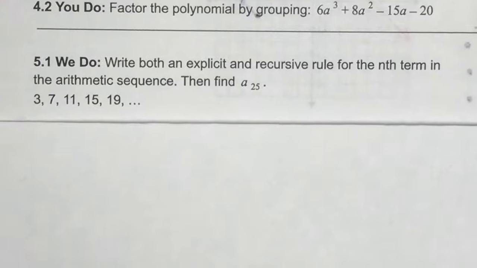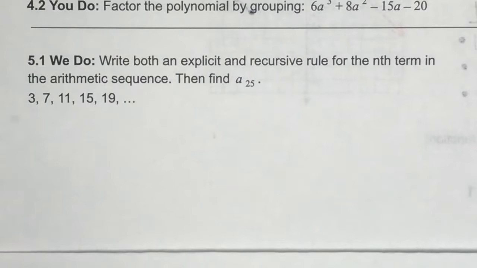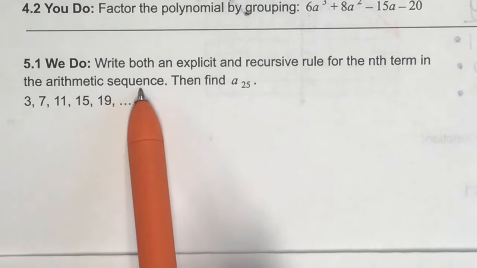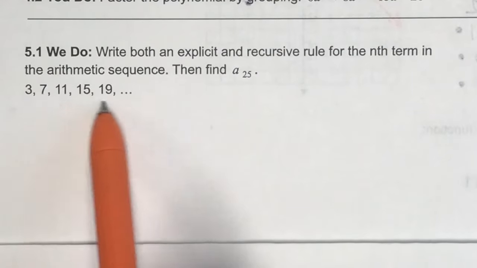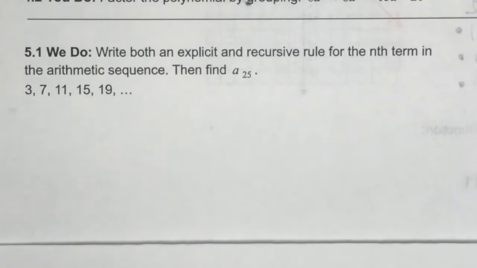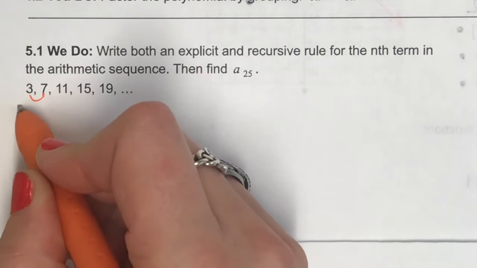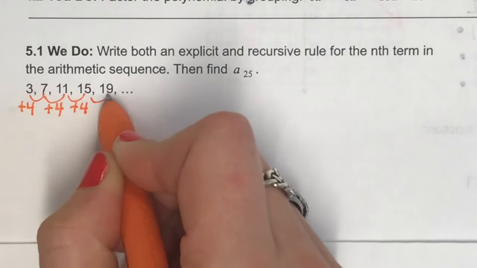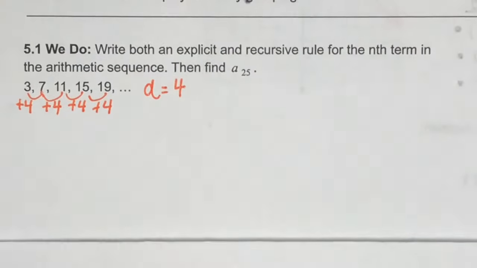Okay, for number 5 now, we are going on to a new little topic here. We're going to talk about explicit and recursive rules for the nth term in an arithmetic sequence. So if it's an arithmetic sequence, remember that means there's some kind of common difference, a pattern that I'm adding to it every single time to get the next term. So the first thing I want to do is make sure, is this a pattern? To get from 3 to 7, I add 4. 7 to 11, I add 4. Add 4, add 4, yes. So it looks like my common difference, my d value, is a 4.